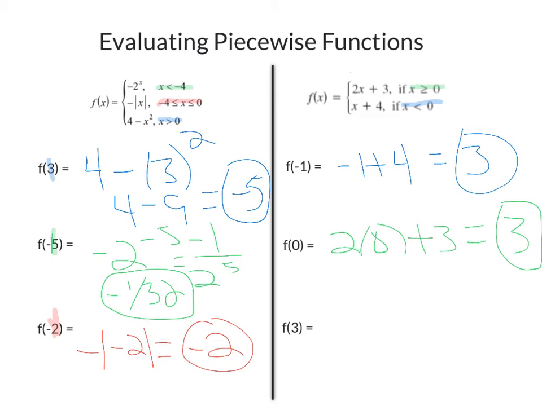Finally, if I look at f of 3, 3 fits in the domain where x is greater than or equal to 0. So I would again use my rule of 2x plus 3. So I have 2 times 3 plus 3, or 6 plus 3, which is 9. Please take a moment to pause this video and record these examples in your notes.